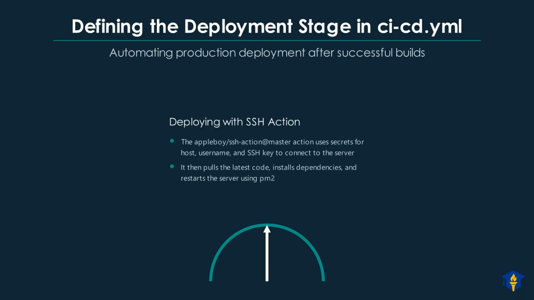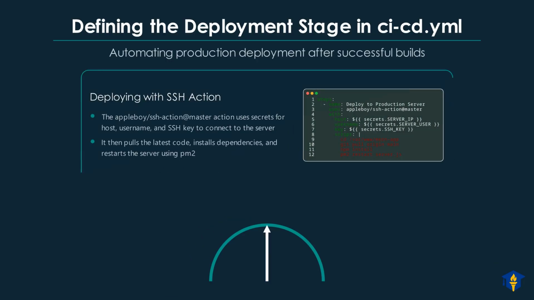We will now implement the deployment using an SSH action, securely connecting to our server. This action uses secrets for host, username, and SSH key to connect, pull latest code, install dependencies, and restart with PM2. This code block details the deployment steps, including using SSH action with secrets to pull code and restart the server.